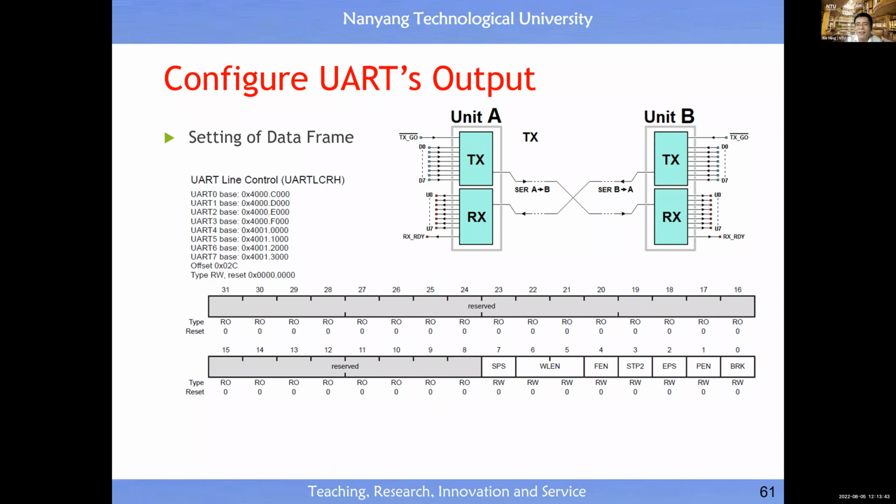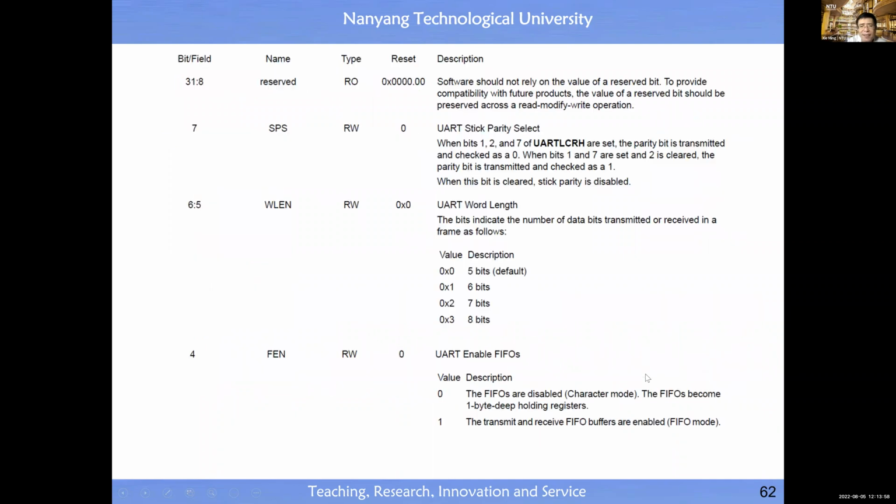What is the size of the data? Whether you want to turn on parity checking or not. How many stop bits? Whether it's one bit for stop or two bits for stop, etc. It's more or less symmetric, so you can read all this.